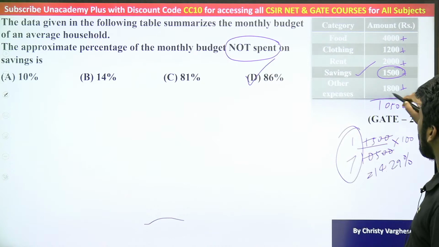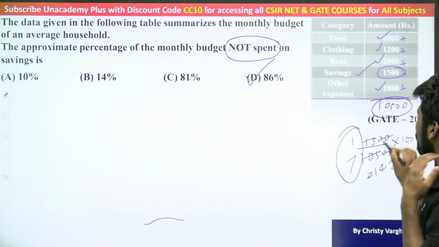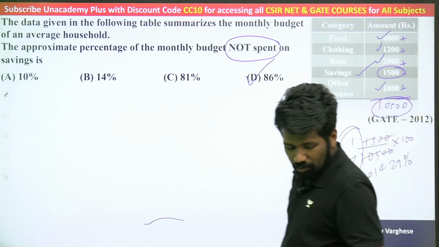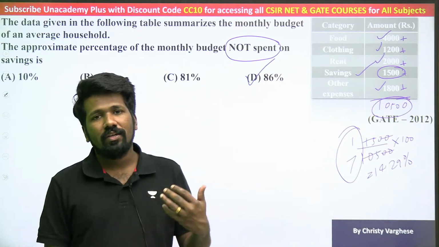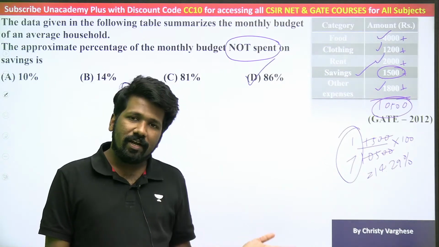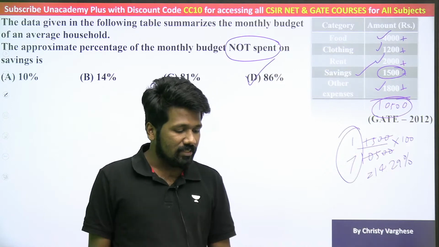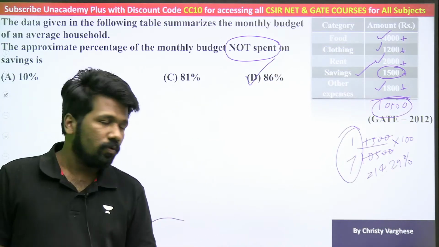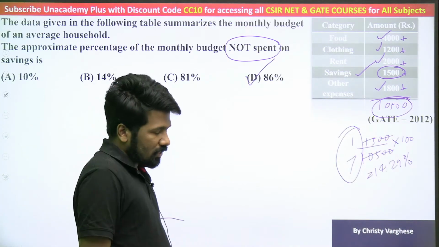Otherwise, if you are not okay with it, you can find this, add it up, and divide by 10,500. But that will take more time. Don't waste that much time. Spend on savings will be easy to find. Find the percentage of that, and from the total 100 percent, you subtract it, you get the answer. Hope this is clear to all of you. Please respond in the chat whether this is clear.